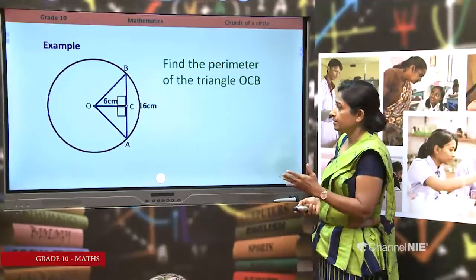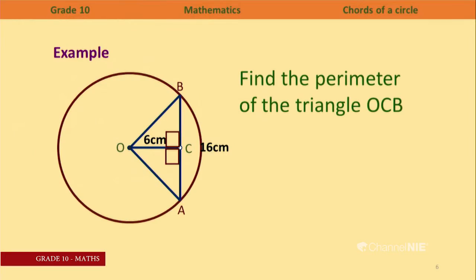This is the example. You can see it clearly. You have to find the perimeter of the triangle OCB. First of all, you have to identify what are the given things. In this circle, center is O and you can see a chord. What is the chord? AB. AB is the chord of this circle.